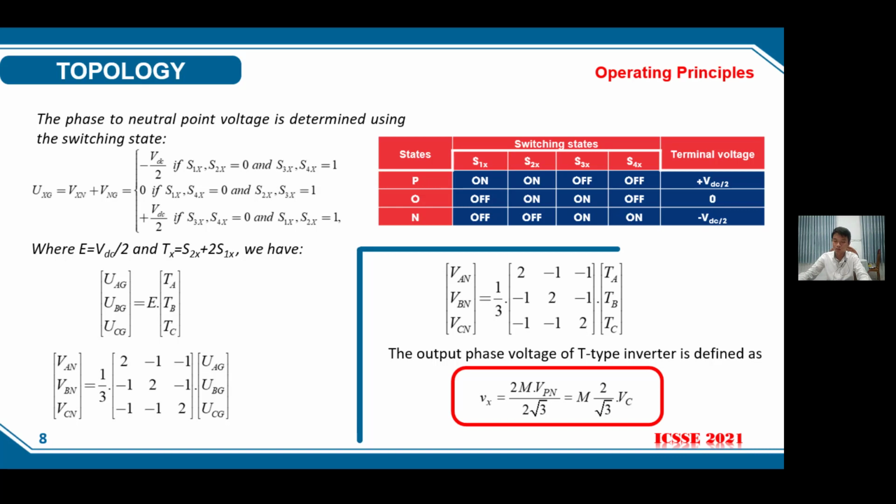By Kirchhoff's laws, we build mathematical equations for the electrical circuit, transforming the relationship matrix between the states of the waveform. We get the output phase voltage equal to M times VDC times 2 divided by 3, with M the modulation index and VDC the DC voltage.